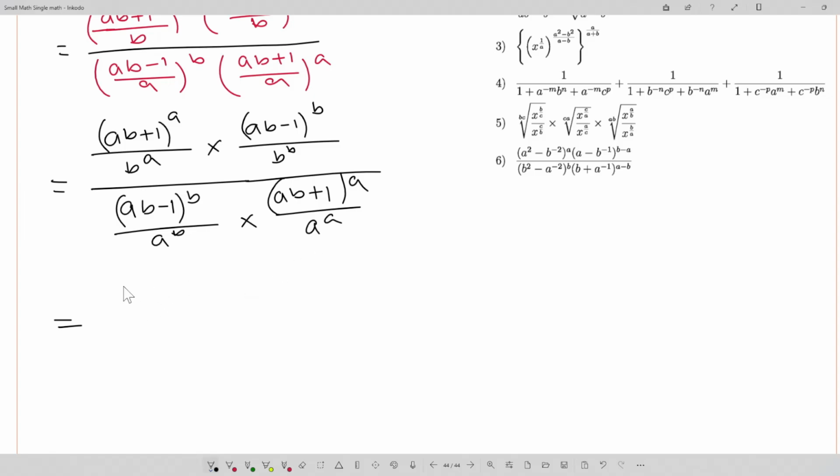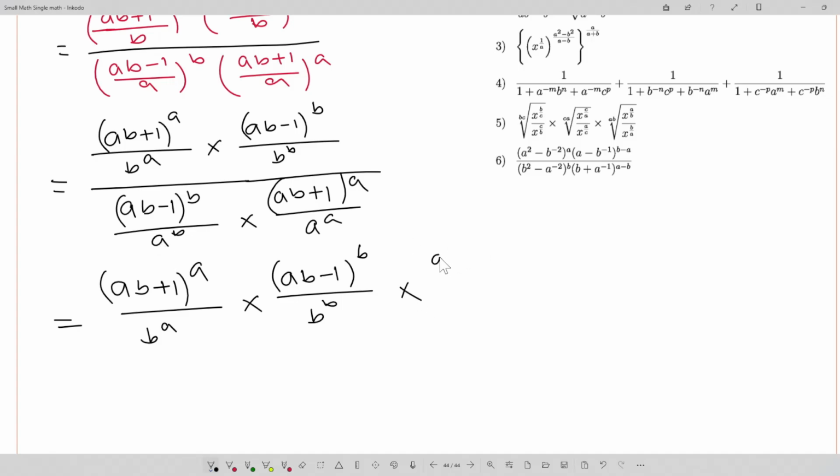So in this case we can write (ab plus 1) to the power a by b to the power a times (ab minus 1) to the power b divided by b to the power b times this a to the power b will go to the numerator, and (ab minus 1) to the power b will be the denominator, and similar thing a to the power a will go to the numerator, and (ab plus 1) to the power a will become the denominator, right?